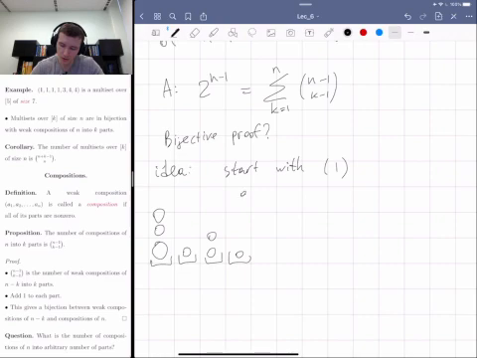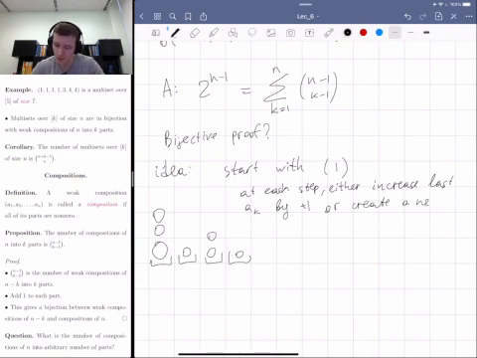At each step, you either increase the last A_k by 1, or create a new A_{k+1}, which is equal to 1. And you do this n minus 1 times. So that's where the power of 2 comes from. All right, I don't know if this was clear. If you have any questions, let me know.